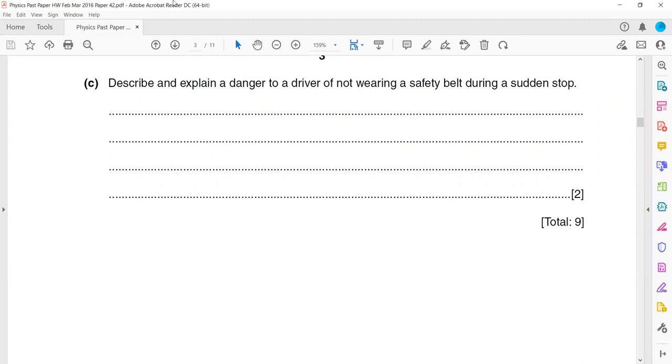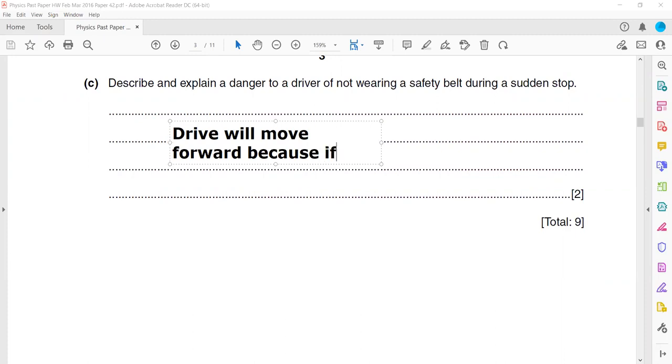So if he is not wearing a seat belt, what will happen? The driver will move forward because of his inertia. Inertia means the property of an object to resist the change in state.